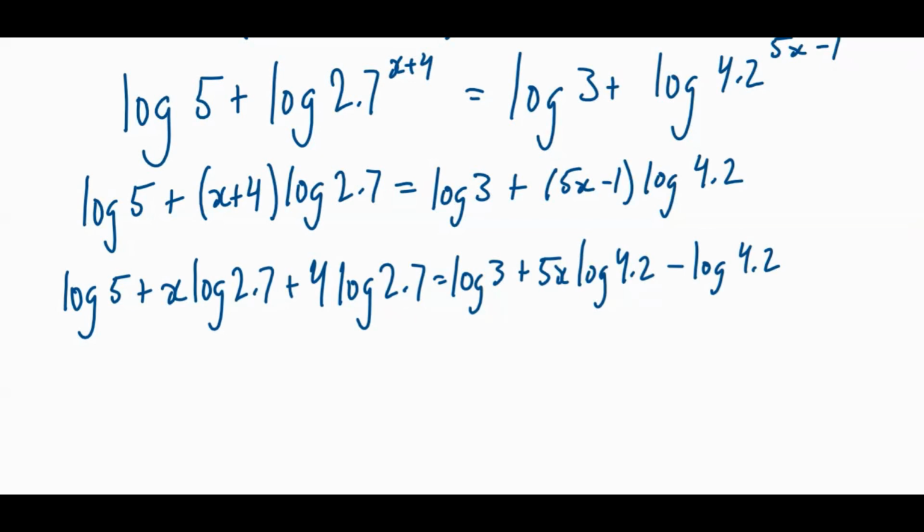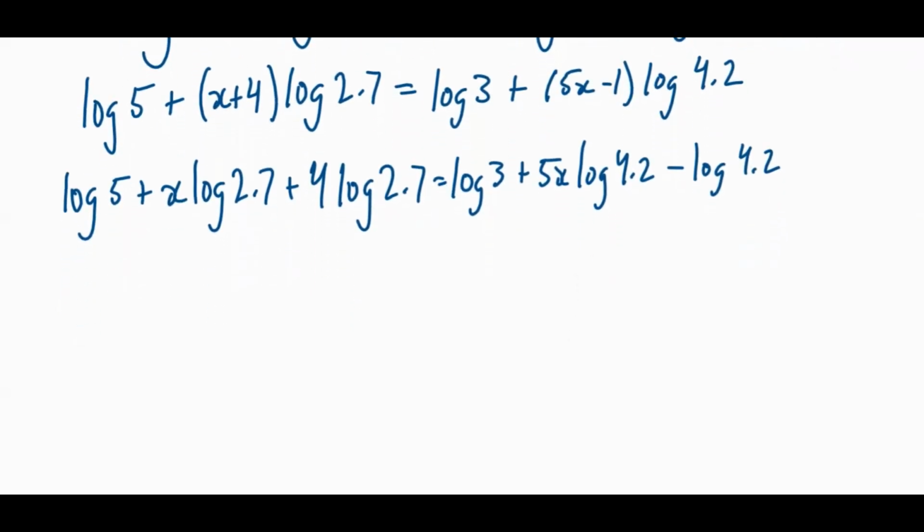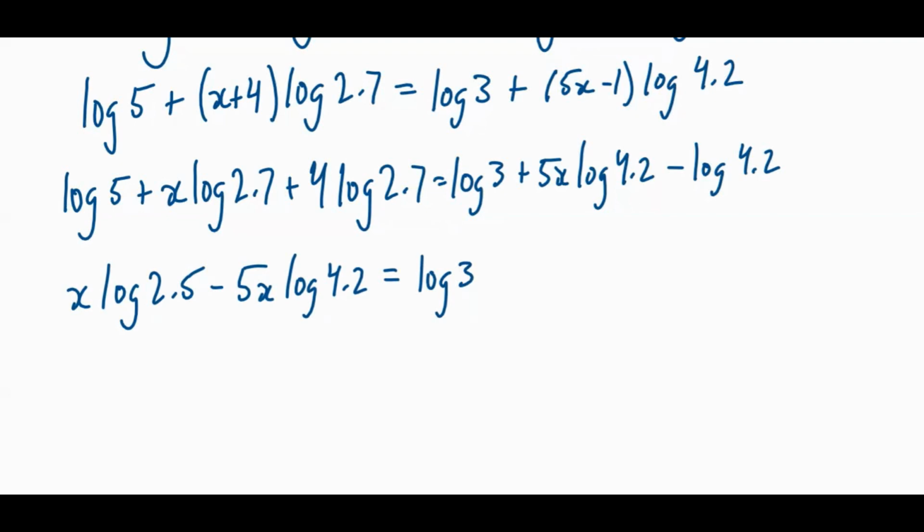Then I'm going to move the 2x terms to the same side and everything else to the other side. So I end up with this one, which is x log 2.7, and this one minus 5x log 4.2 equals log 3, whatever's left on this side, minus log of 4.2, minus log of 5, minus 4 log 2.7.